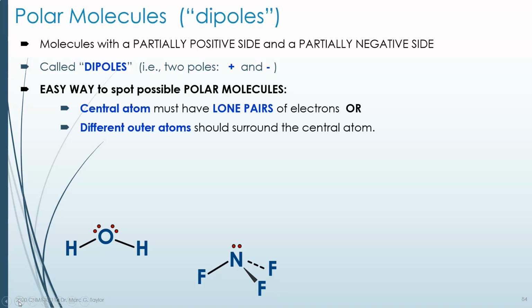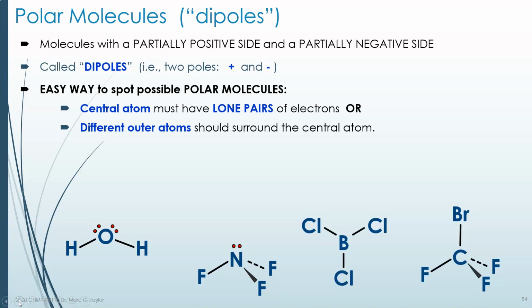The other way that you can tell possible polar molecules is if the outer atoms are not all the same. If any one atom is different, there's no way they could balance each other in terms of electronegativity. So here are two more molecules, boron trifluoride, and the last one is carbon with 3 fluorines and 1 bromine on it. And neither of these central atoms have lone pairs. So we have to look at the outer atoms surrounding them.